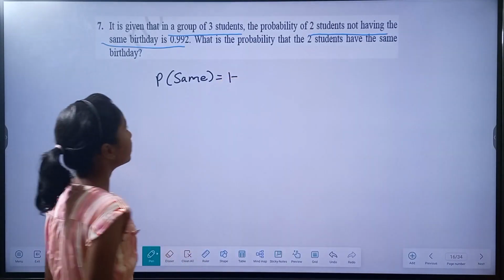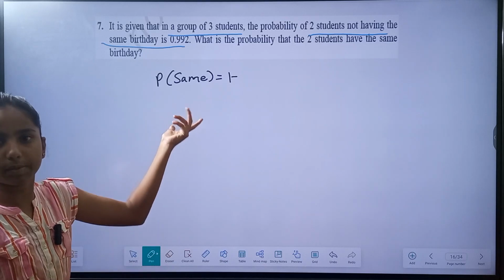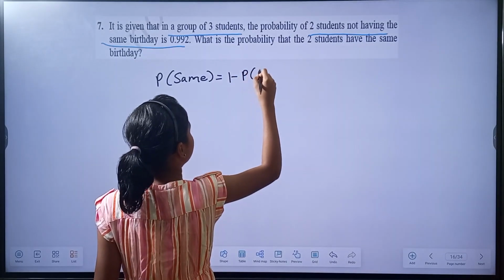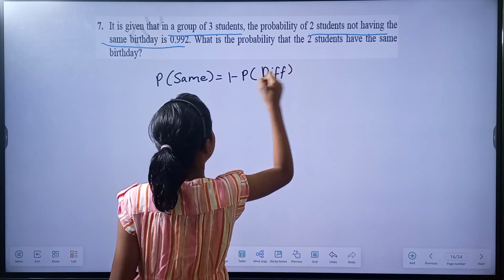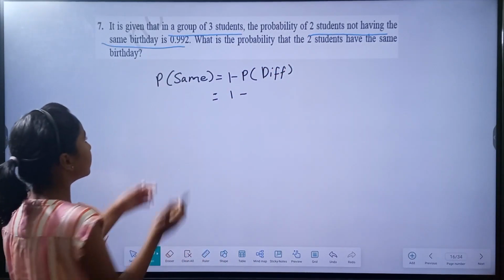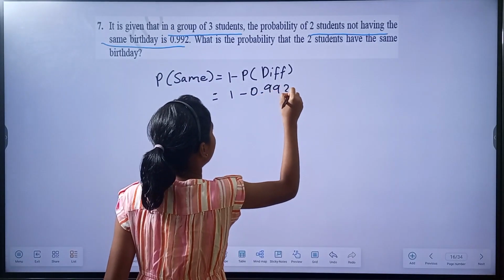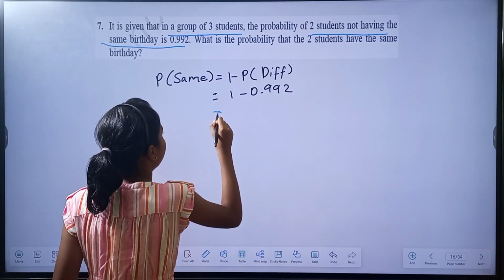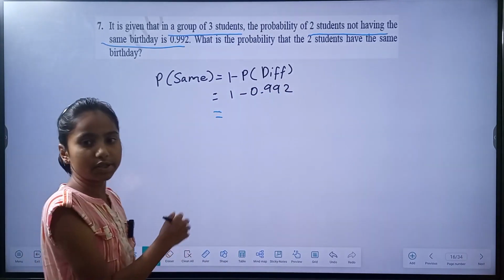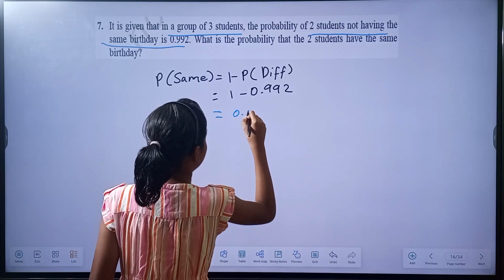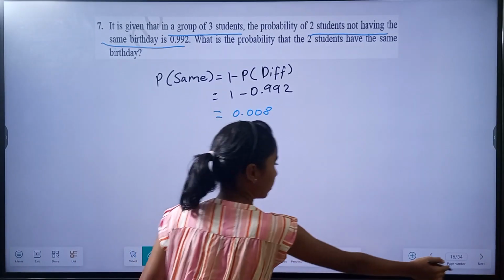So, P of having the same birthday equal to 1 minus P of having different birthdays, because these are the only possible events. Which is equal to 1 minus 0.992, since they have given the different birthdays as 0.992. So the required probability of having the same birthday is 0.008.